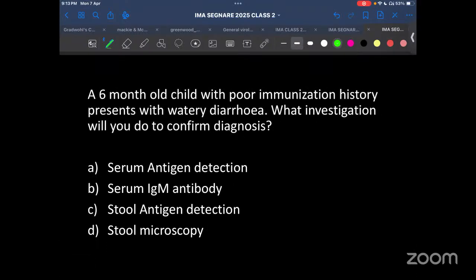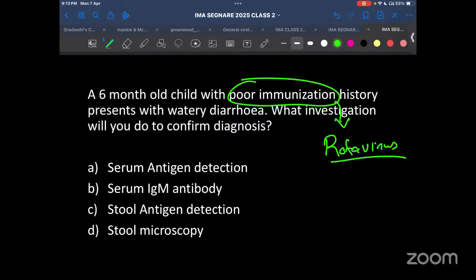A 6-month-old child with poor immunization history presents with watery diarrhea. What investigation will you do to confirm this diagnosis? See, 6-month-old baby, poor immunization history. What is the organism here? This is a virus. Which virus? Rotavirus. This is rotavirus diarrhea, and the diagnosis of choice for rotavirus is stool antigen detection.